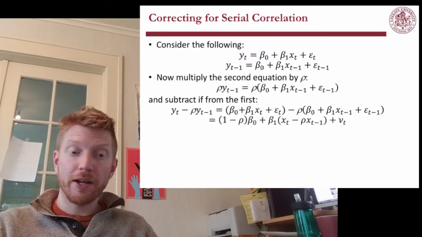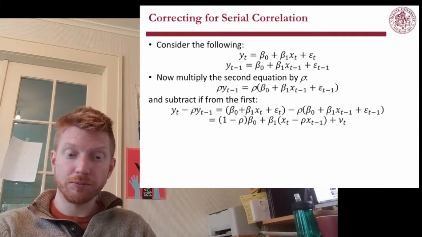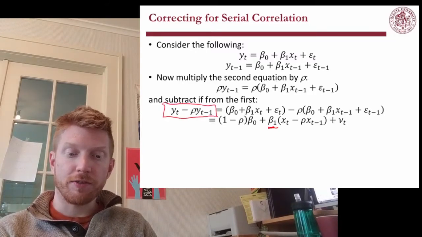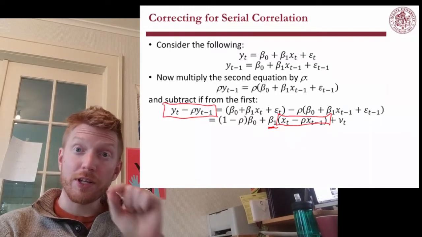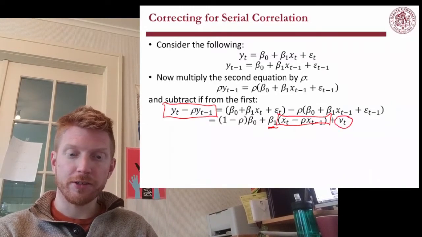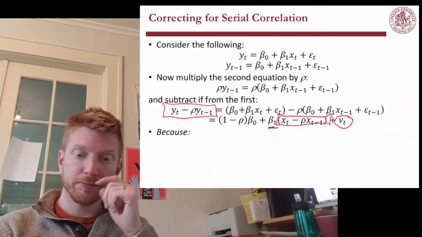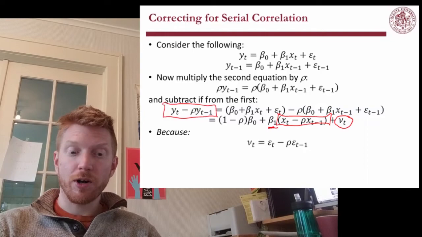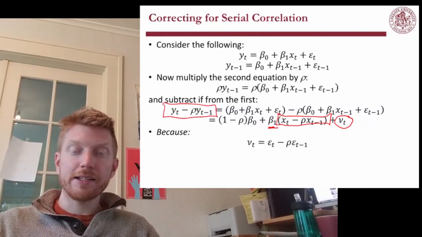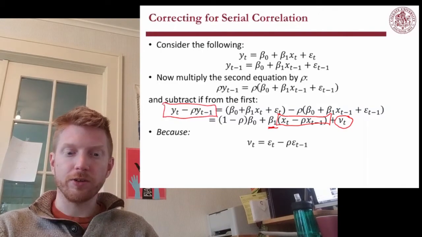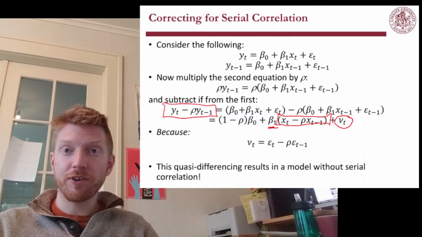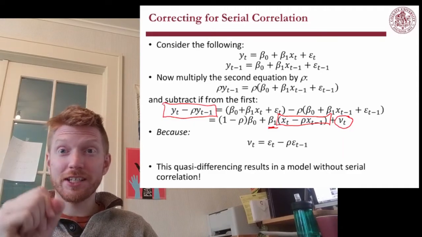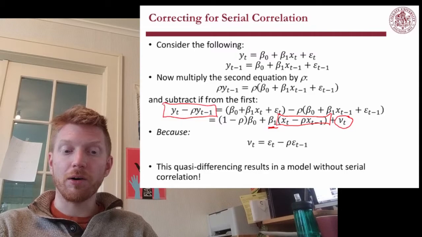So what we're trying to show here is that we can estimate beta 1 by using these quasi-first-differenced x's and y's. Now the reason we might want to do that has to do with this error term. This error term is the quasi-first-differenced error term, and it is exogenous. It is not serially correlated. This quasi-differencing allows us to estimate a model without serial correlation, so it allows us to get the correct standard errors on our beta 1.